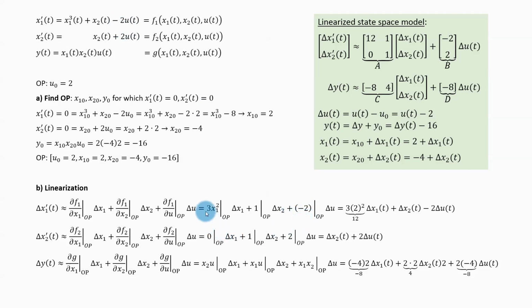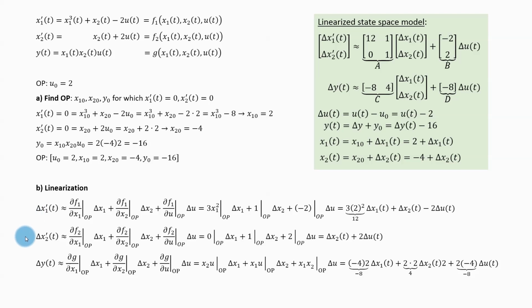Next, I need to evaluate these derivatives at the operating point. That is, I need to take these values and substitute them here. So here I need to substitute this value, which is the value of the first state variable at the operating point, and that will give me this. These two are just constants, so there is nothing to substitute, and I can just copy them. Finally, I will get this, and this is the linearization of the first state equation.